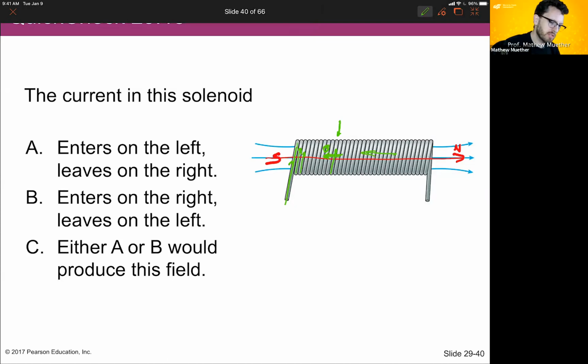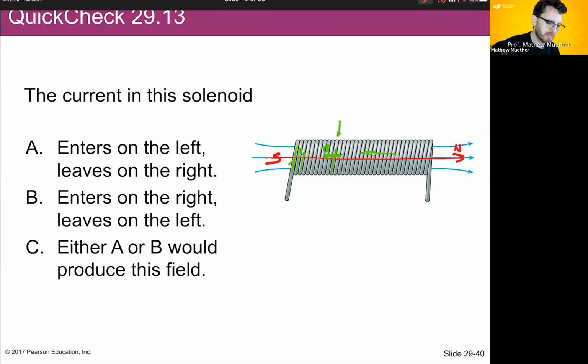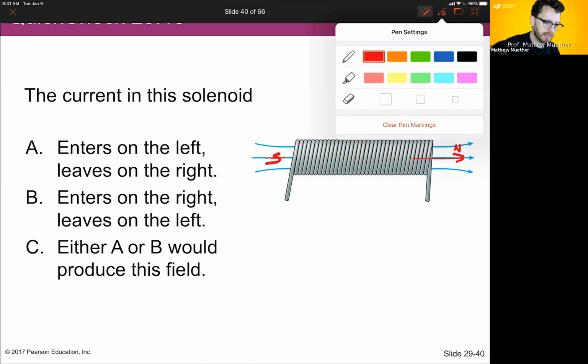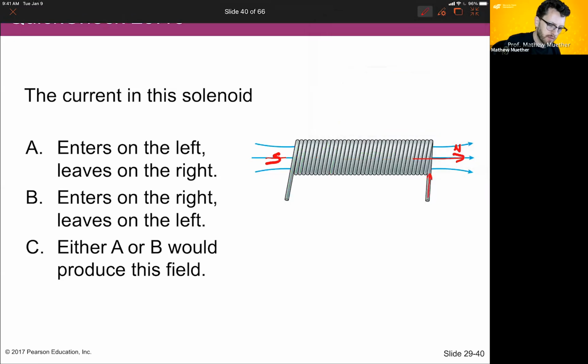So let's try it the other way. Let's just convince ourselves that it worked. Let's get rid of that. And let's imagine that the current flows in this direction. So for any one of these loops, that outer part of the loop that's closest to us, the current would be flowing down. Well, now I can point my finger down with that current, and I can see through the center of the loop that the magnetic field would be flowing in this direction, which is aligned with what I observed there.